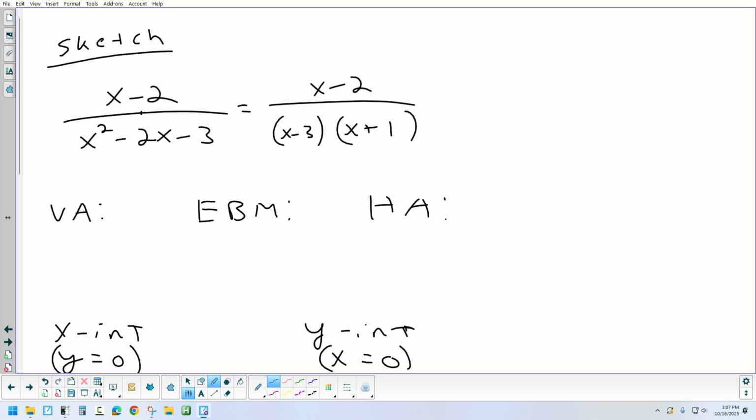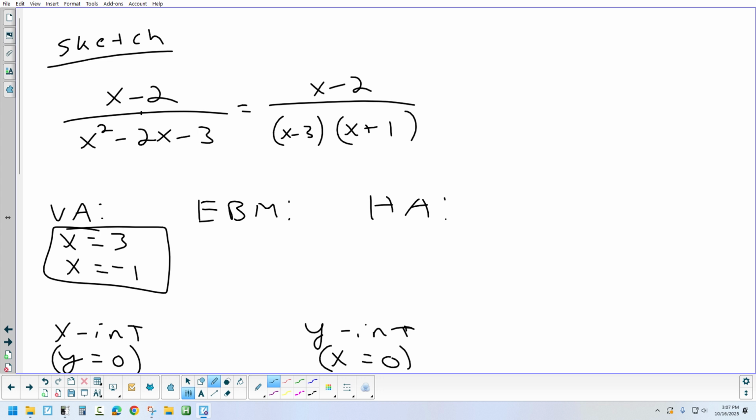How many vertical asymptotes do we have in this one? Yes, 2. And what are the 2 values that would give me vertical asymptotes in this one? 3 and negative 1. Okay, so we've got those. We'll graph those in a minute.